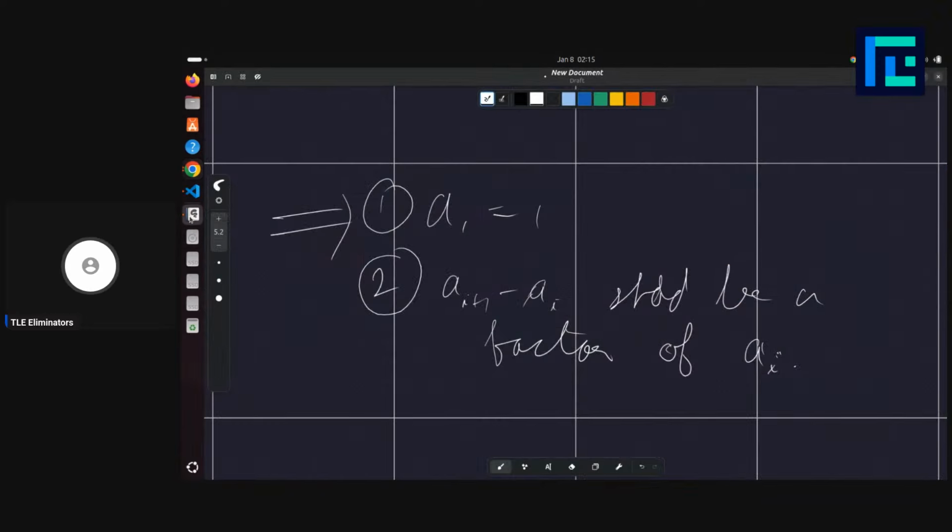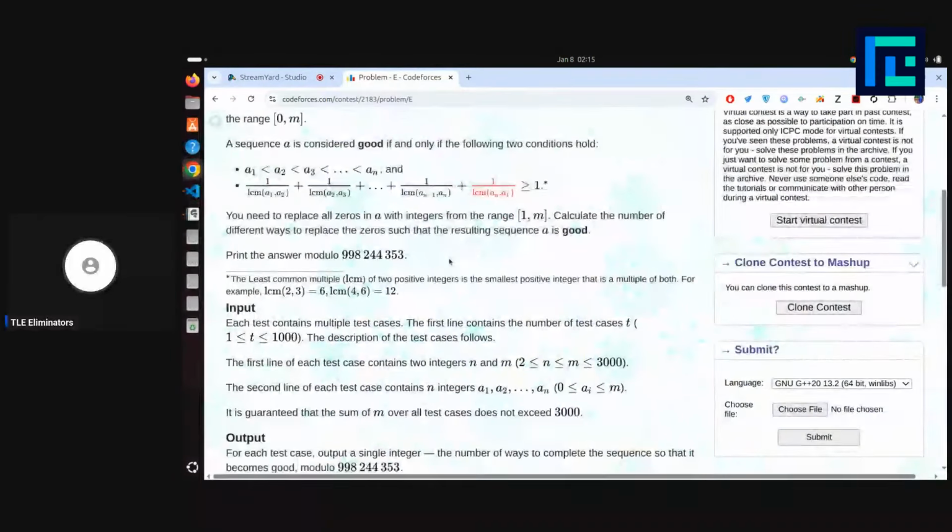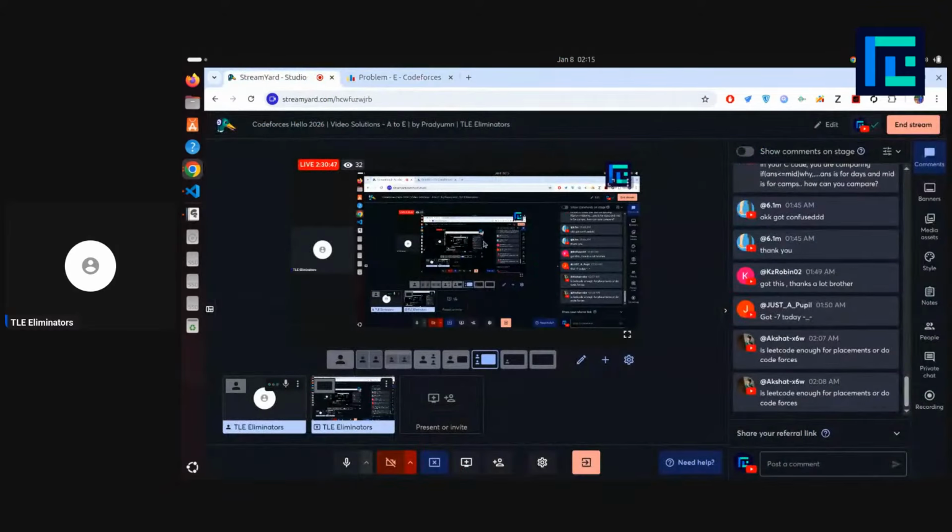Yeah, so the final condition for my array is that a1 is equal to 1, and a(i+1) minus a(i) should be a factor of a(i) for all i. So how do you count the number of arrays which can be made using this condition? Can you guys tell me?